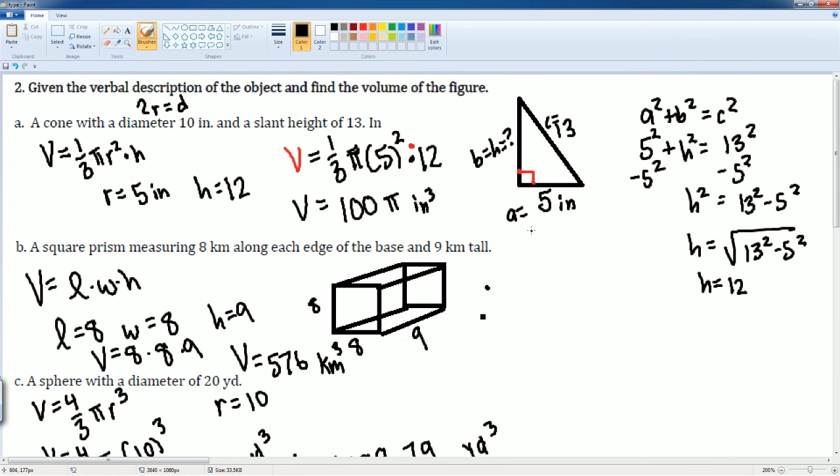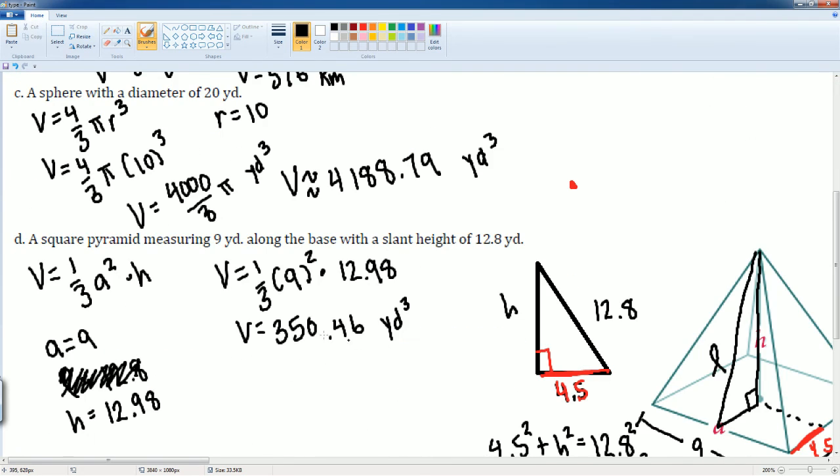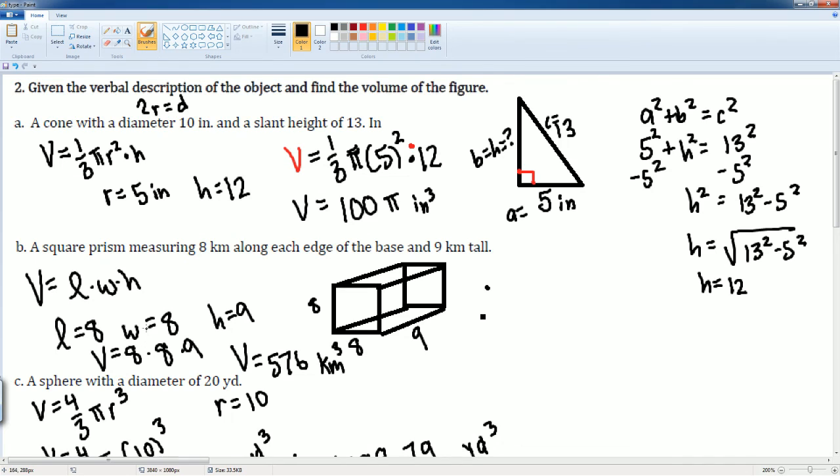Make sure you're able to draw the image, label it, find the formula, and use the Pythagorean theorem to get the height if you need to. Okay, there you go.